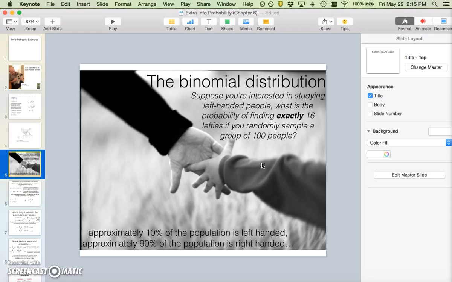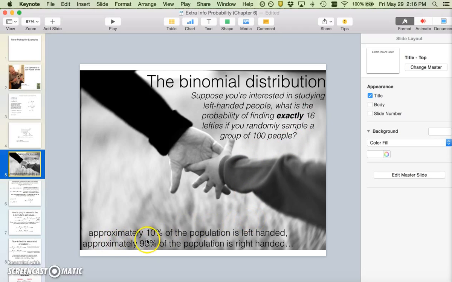So you might find activations in a group of left-handed people that were not as meaningful as you thought they were if you were comparing them to the right-handed people. So let's say that we wanted to come up with a study that just looked at left-handed people, but we weren't actually recruiting for left-handed people. We were just going to sample randomly a group of 100 people. What would be the odds of getting exactly 16 people in this sample who were left-handed?